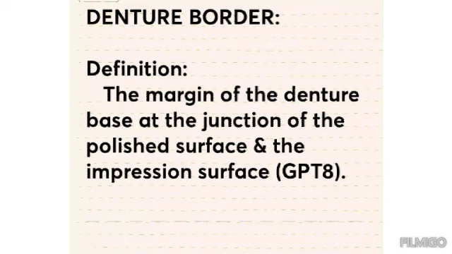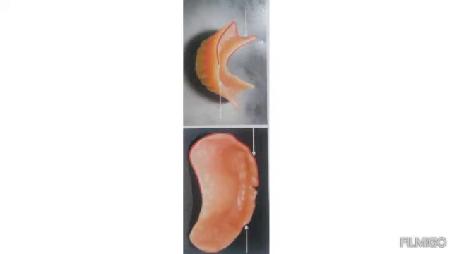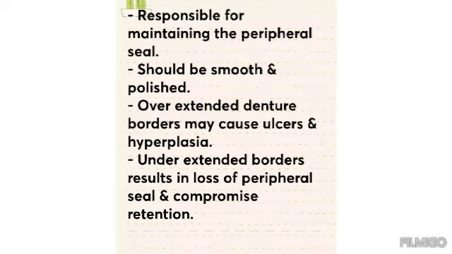The next component is the denture border. The definition: the margin of the denture base at the junction of the polished surface and the impression surface. So the denture border is the junction of the polished surface and the impression surface. This definition is also given by GPT 8. This picture shows the maxillary and mandibular denture. The red line is the border of the denture.